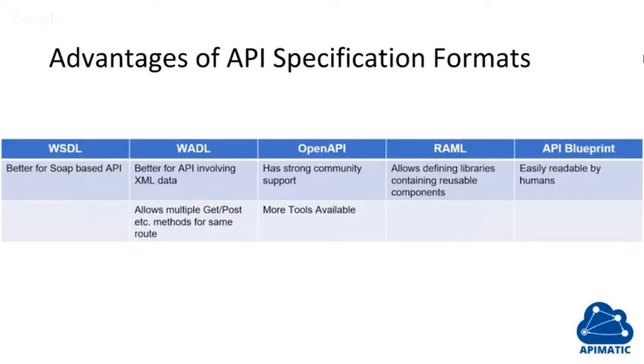Also, RAML allows you to define libraries containing reusable components. And if you have a team that is not really up to mark with all the different markup languages, or they are not that technically strong, and you want to write an API specification that can be read by a layman or a non-technical person, then API Blueprint written in Markdown is the right choice. But just keep in mind that even though the API specification is very easy for humans to read, it takes a lot more computational complexity to parse it and for the computer to understand it.